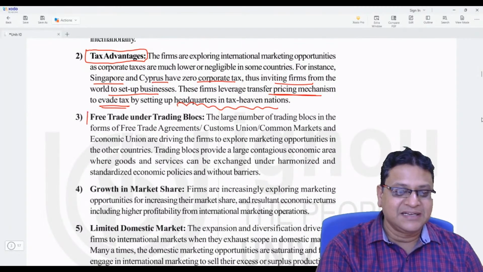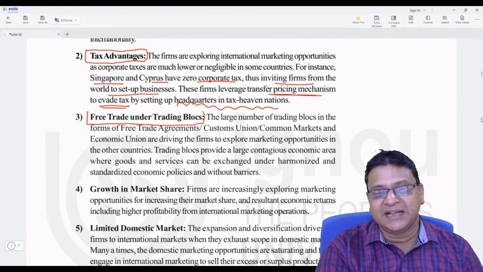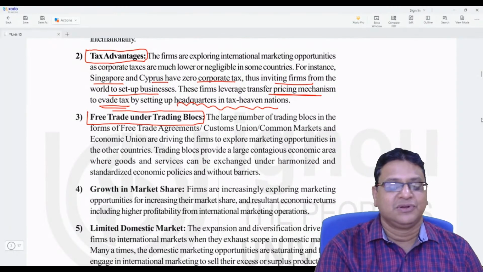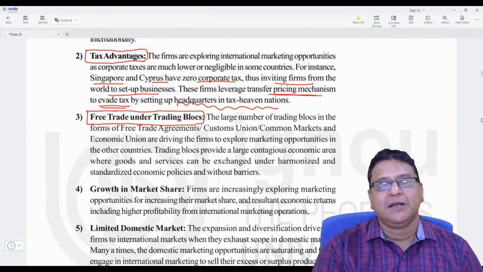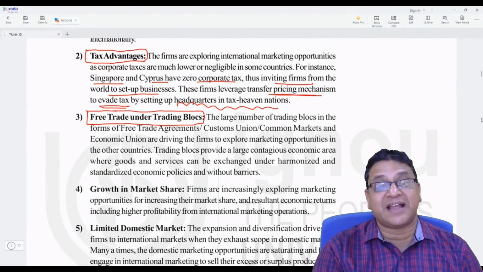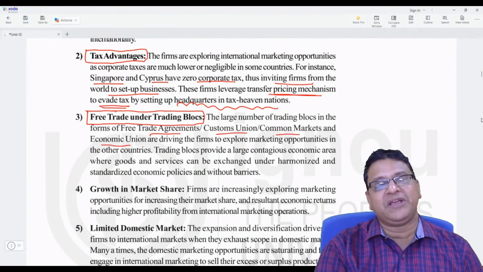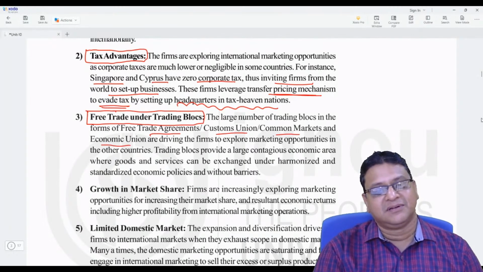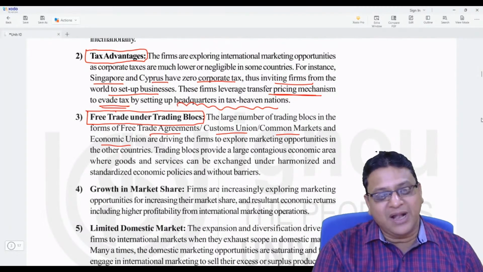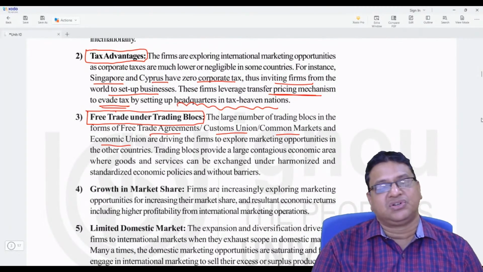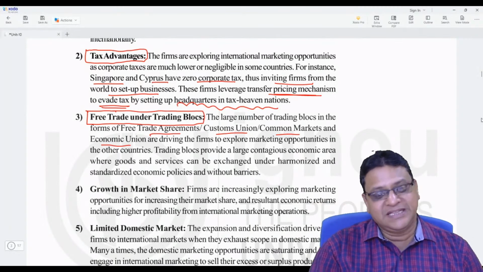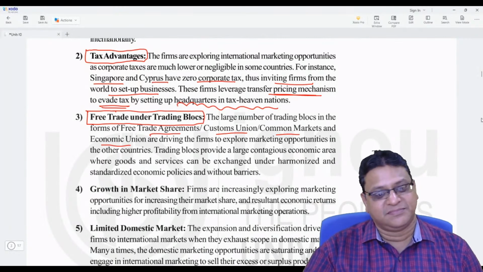Next, third reason is free trade under trading blocks. We have discussed nowadays people are creating regional trade blocks with the help of different trade agreements. They are creating customs unions, common markets, economic unions. So, as more and more trade blocks developed in the world, international marketing gained its importance.